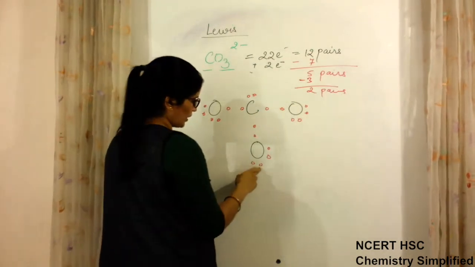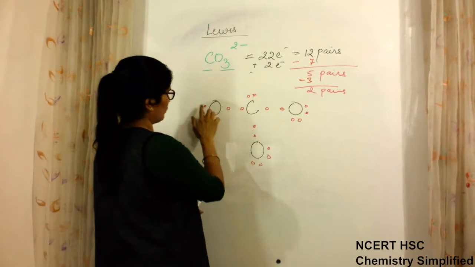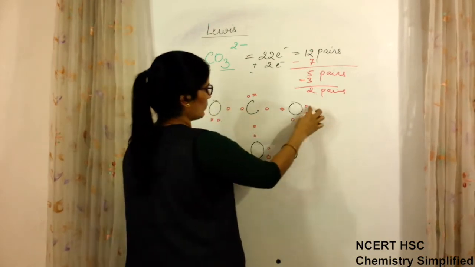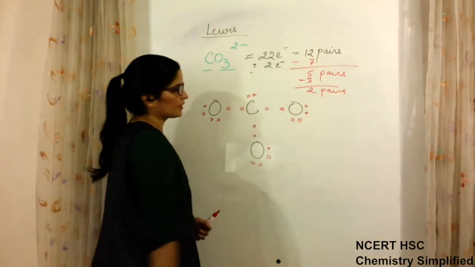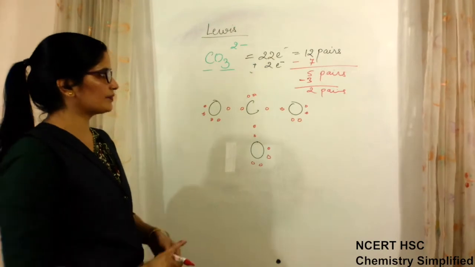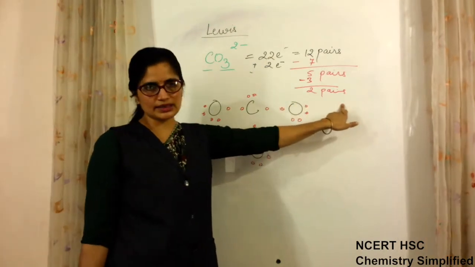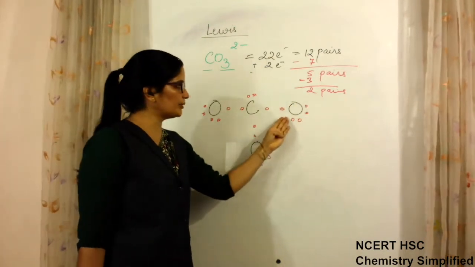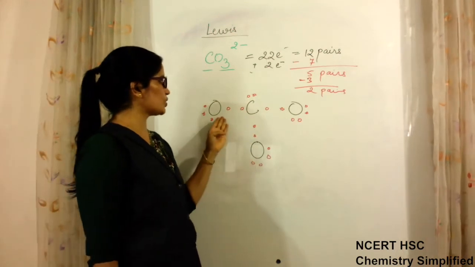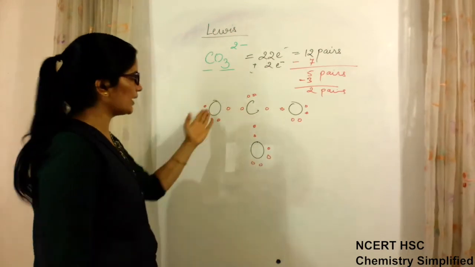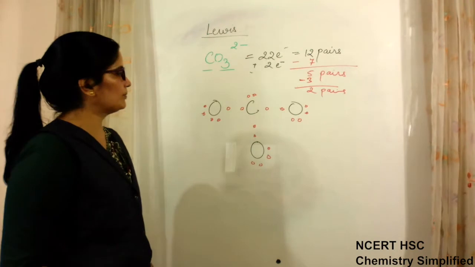Let us see here. 1, 2, 3, 4, 5, 6. Each one is having 6. We are left with only 2 pairs. If I give 1 pair to this and 1 pair to this, then its octet will be incomplete. Or any one octet will be incomplete.